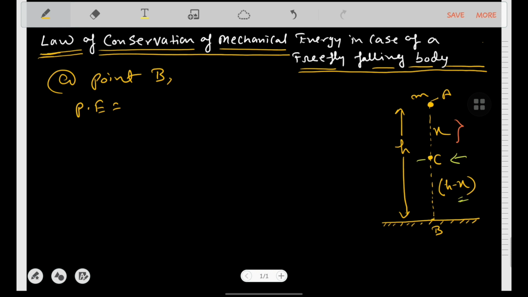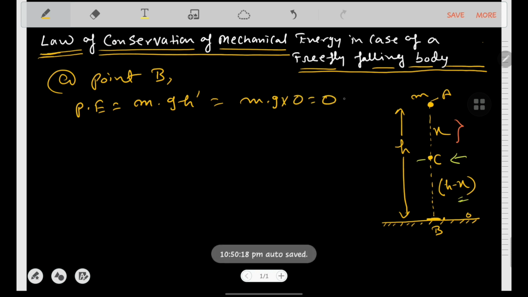So the potential energy at this point B is mgh dash, because h has changed, so the formula is mgh. But we know that at point B, when the object touches down on the surface, the remaining distance from the object towards B will be 0, just because it's already touching. That is why the h will be 0 here. We can write 0, and the total value of potential energy will be 0 here.